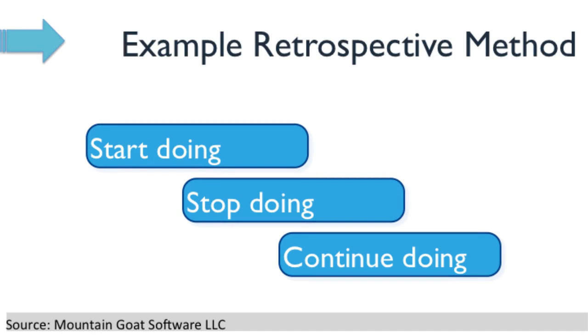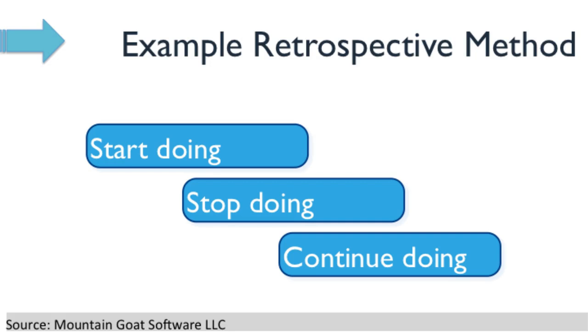There are many ways that teams do retrospective discussions. One of the common ones to get the ball rolling is by using this method on the slide, where Scrum team members talk about what they want to start doing next sprint, what they want to stop doing next sprint, and what they'd like to continue doing that they were already doing.